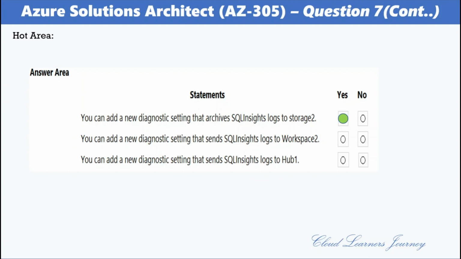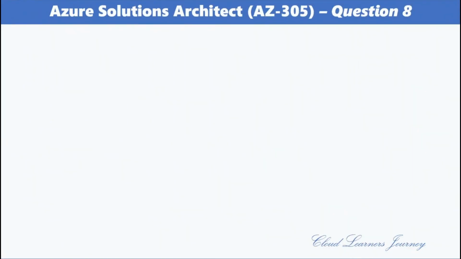A single diagnostic setting can define no more than one of each of the destinations. If you want to send data to more than one of a particular destination type, then create multiple settings. Each resource can have up to 5 diagnostic settings. Second statement, you can add a new diagnostic setting that sends SQL insights logs to Workspace2, and the option is yes. Third statement, you can add a new diagnostic setting that sends SQL insights logs to Hub1. Correct option is yes.